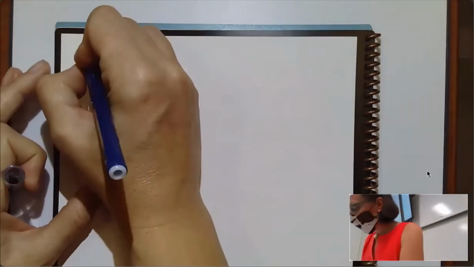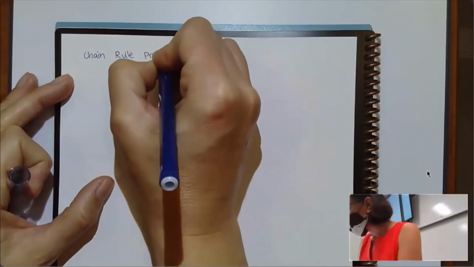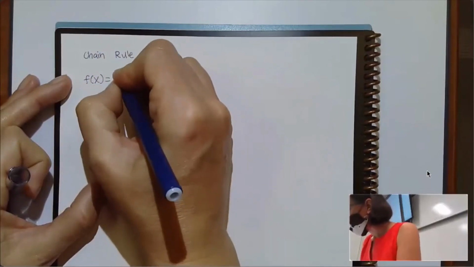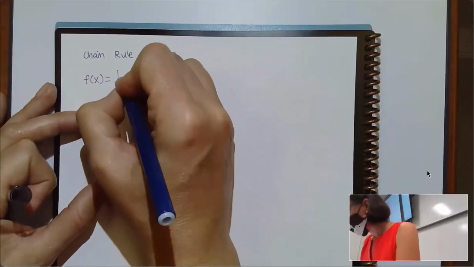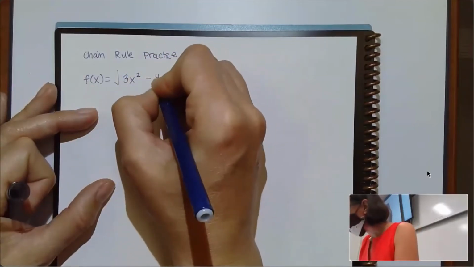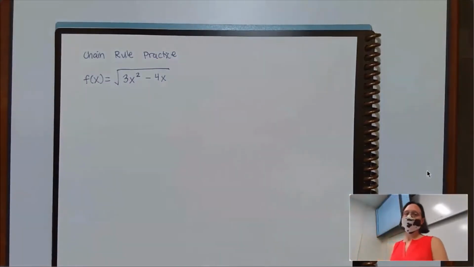Common times that we're going to be forced to use chain rule: whenever we have roots with stuff inside of them that isn't just x. So if I had f of x is equal to the square root of 3x squared minus 4x, I won't make it too terrible. And I need to find the derivative.